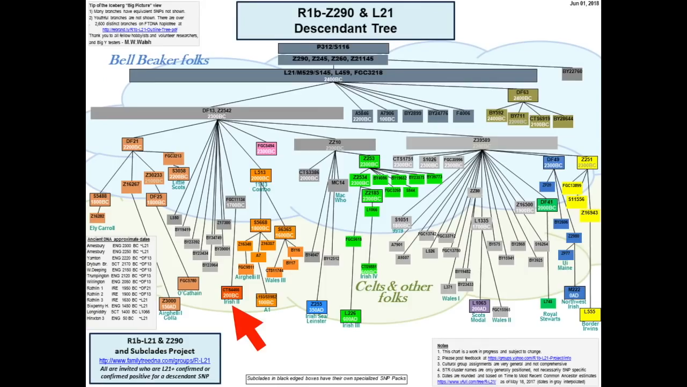Okay, this is Mike Walsh's R1b L21 descendant tree, and I'm not going to go through all the branches of it. The arrow at the bottom points out this CTS4466 branch that I'm going to be talking about from here on in the presentation.